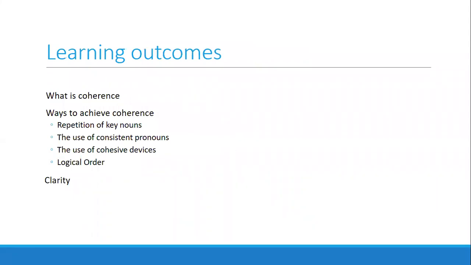Okay, students, I'm going to start today's lesson, and these are the learning outcomes. First of all, I will tell what is meant by coherence, and then I will explain ways to achieve coherence in your writing. I will move on to these 4 methods: the repetition of key nouns, the use of consistent pronouns, the use of cohesive devices, and logical order. And then I will very briefly talk about clarity and finish my lecture.